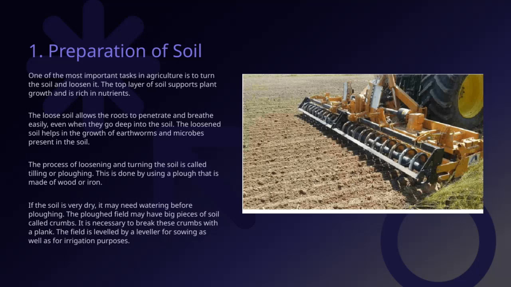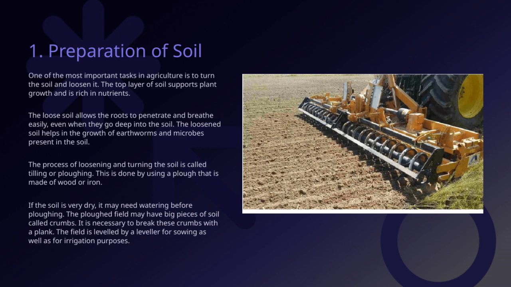If the soil is very dry, it may need watering before plowing to make the process easier. When we plow the field, we often find big pieces of soil called crumbs. It's important to break these crumbs with a plank so the soil becomes softer and more suitable for planting.